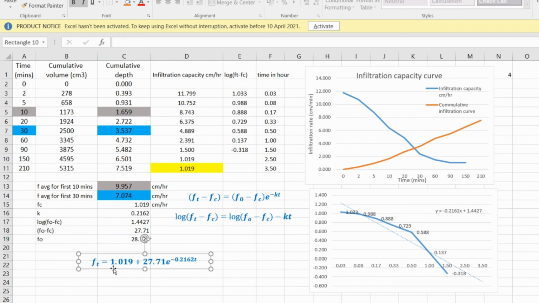So k is determined, f naught is determined, and Fc we already knew. So we can formulate this equation for Ft. Ft is equal to Fc, which is 1.019, plus f naught minus Fc, which is 21.71, into e raised to minus k t, where k is 0.2162. Okay, so this is how I have formulated Horton's equation for this given problem.